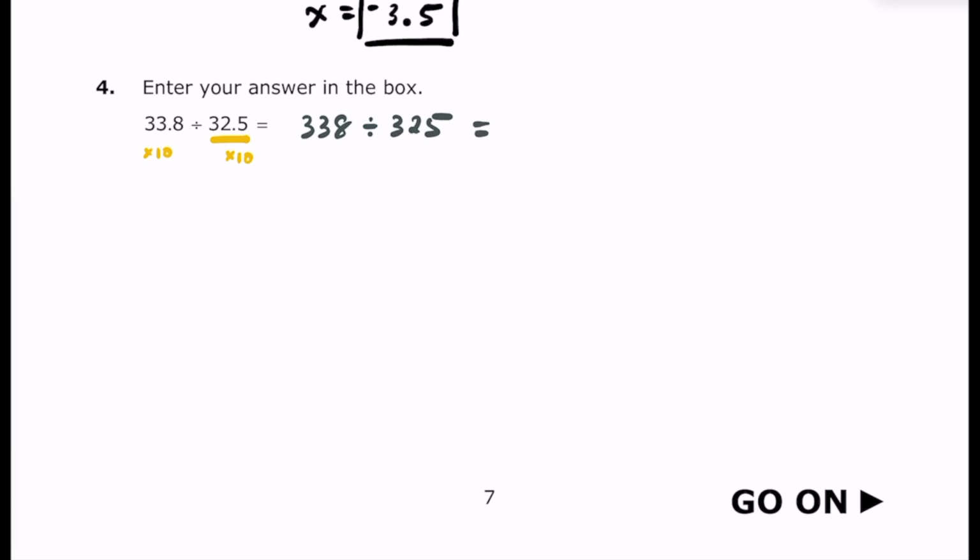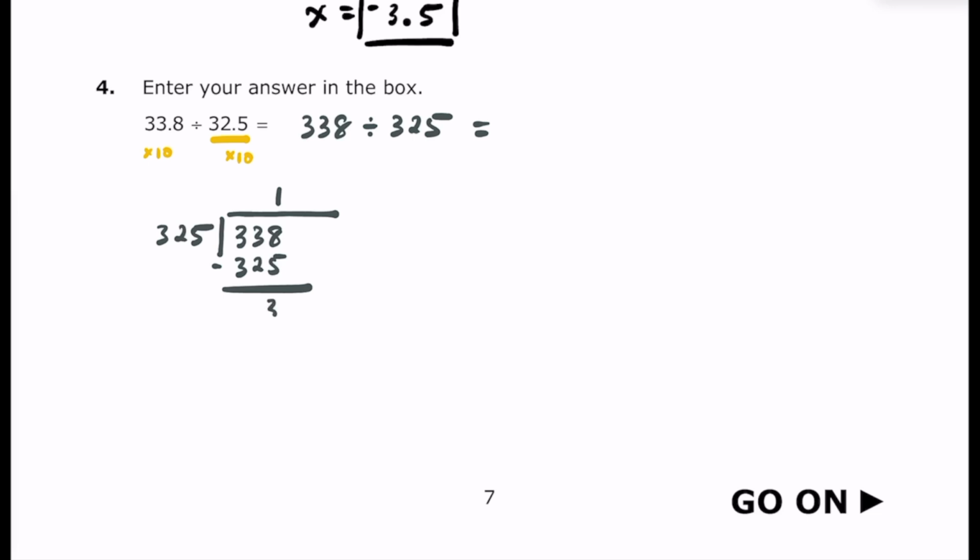So let's see if we can figure this out. When you're setting up your long division, 338 is going to go as our dividend inside this division house. And the 325, that's our divisor. We wanted that to be a whole number. 325 fits into 338 one time. So that's going to be 325 here. We subtract to see how far off we were.